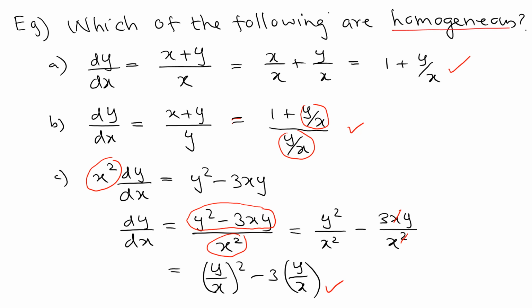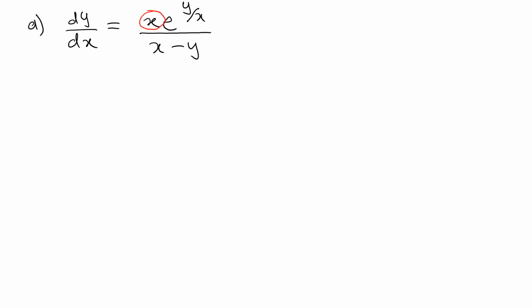Let's look at the next one. Suppose we have dy by dx equals x e to the y over x divided by x minus y. Again, in this one, we can divide the top and bottom by x. If we do that, you get e to the y over x in the numerator. In the denominator, when you divide, you get 1 minus y over x. And you can clearly see that it is a function of y over x.